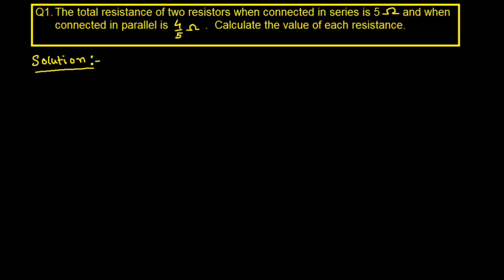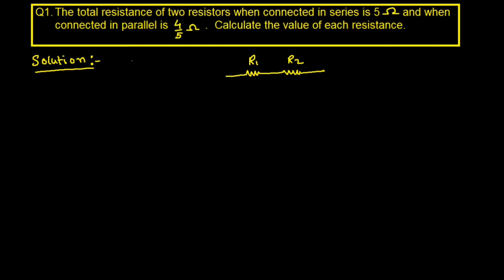In this video, we will discuss some numerical problems from the series and parallel combinations of resistors. The first question says: the total resistance of two resistors when connected in series is 5 ohm. According to the question, if we have two resistors of resistance R1 and R2 connected in series, then the total resistance of these resistors is 5 ohm.